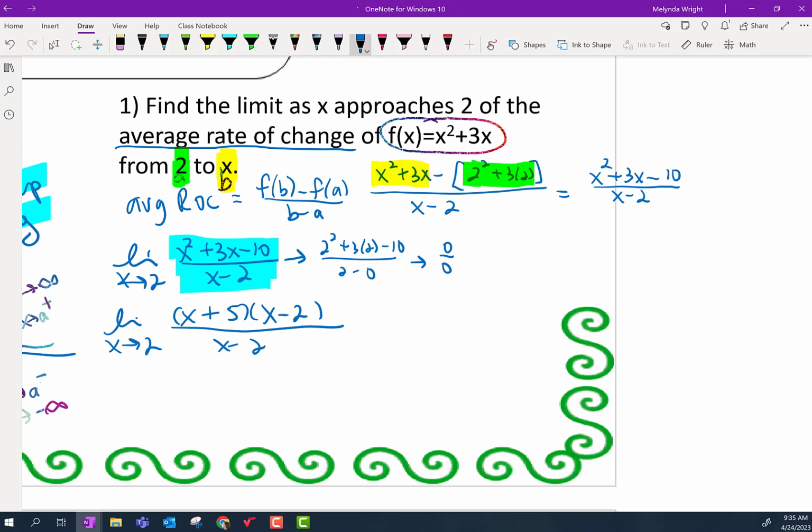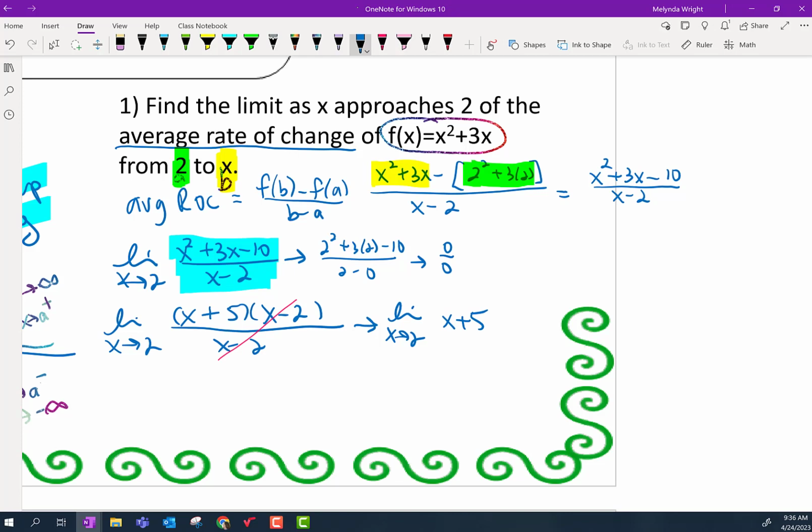What do we see we can do? Absolutely, we can cross out the x minus 2. So that's what I'm going to do. I'm going to cross that out, and I'm going to rewrite this and do the limit again. So this is going to be the same as x plus 5.